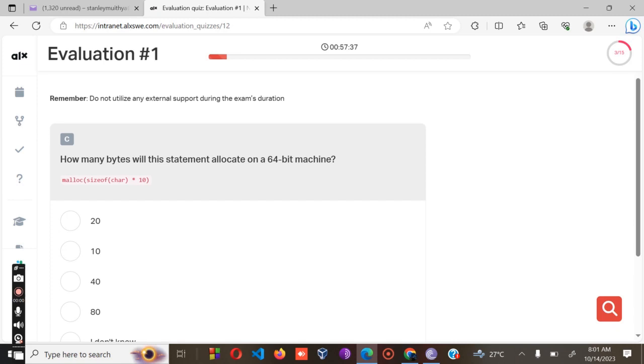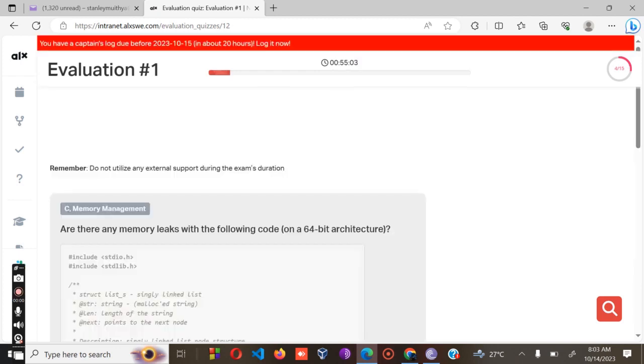Then for number 3, how many bytes will this statement allocate on a 64-bit system? That is a malloc. So if the size of the char is 10, the answer is supposed also to be 10. So 10 is the correct answer. Okay, submit.